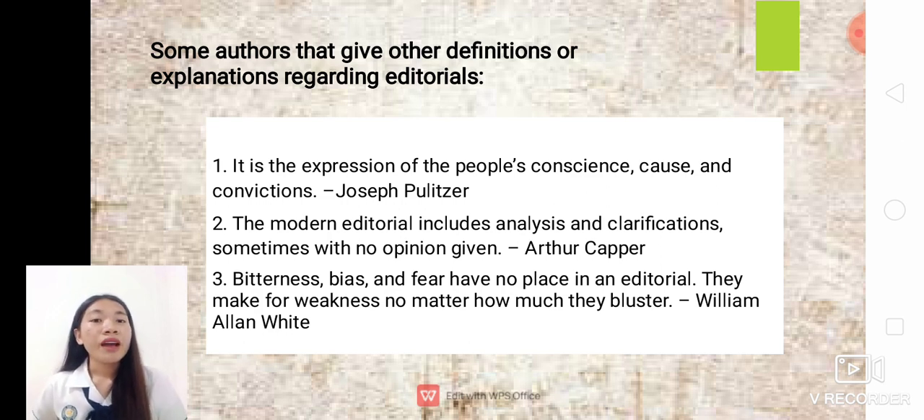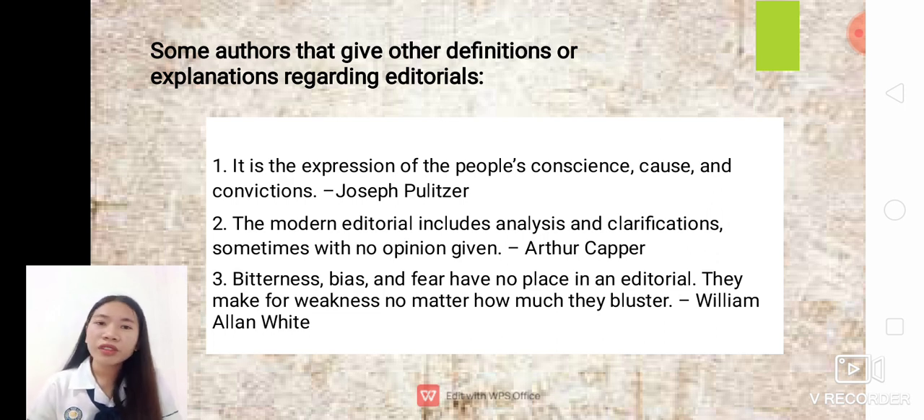Okay, so the next one is that the modern editorial includes analysis and clarifications, sometimes with no opinion given, by Arthur Capre. So how come there are some editorial papers that have no opinion, right? Now, we say editorial writing is about the opinions of the editor. Actually, based on what I have researched from the experts, they say there is no specific definition of what an editorial is, but the majority of people think of it as an opinionated paper. So that's the explanation of it.